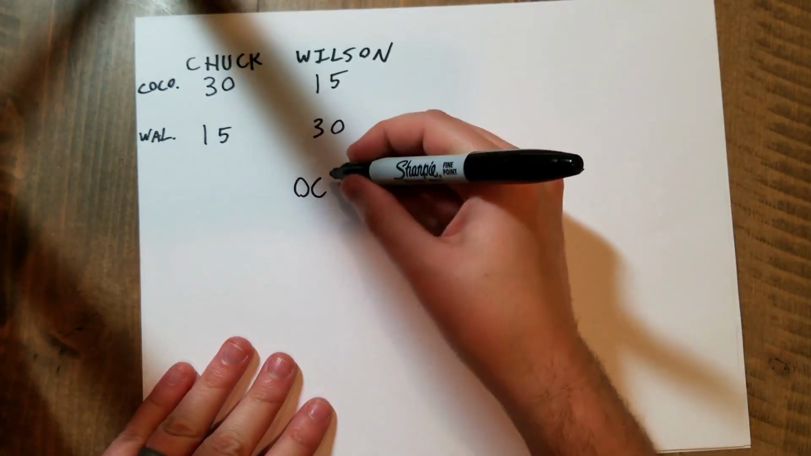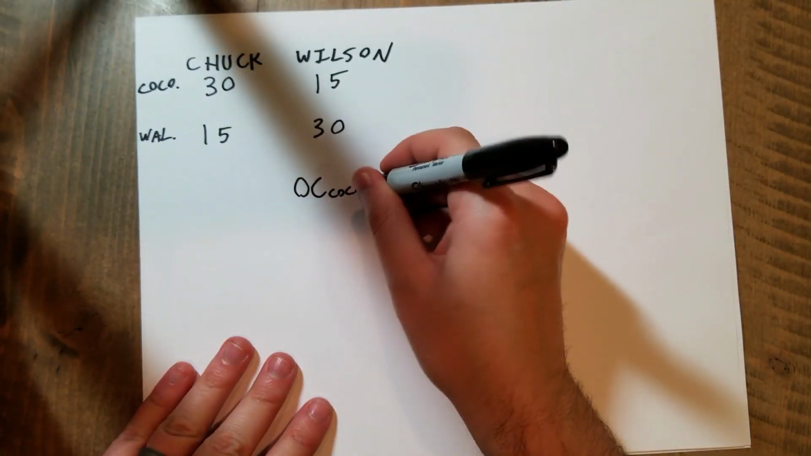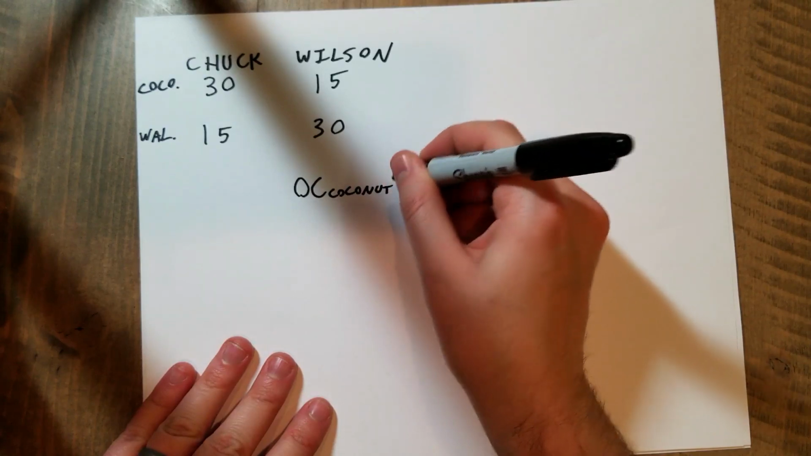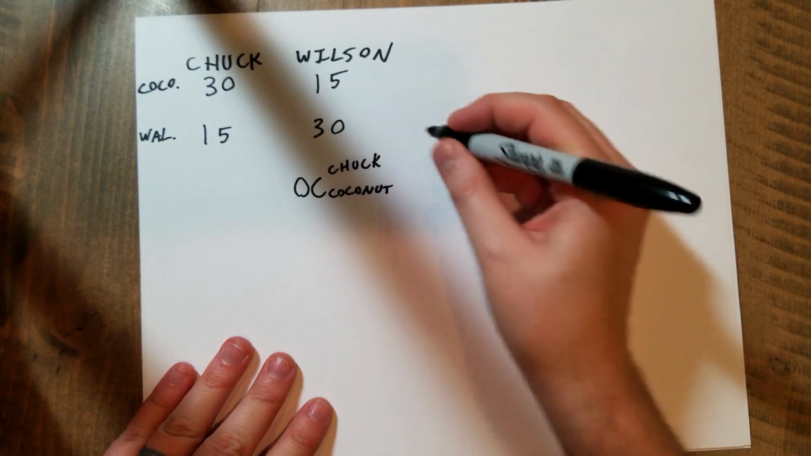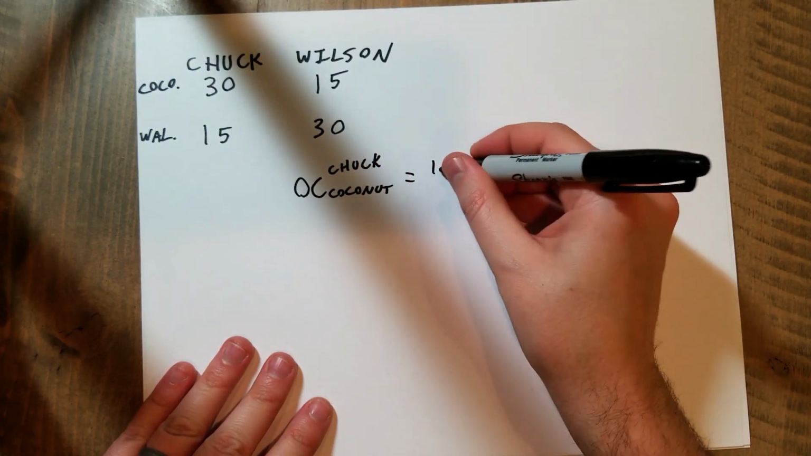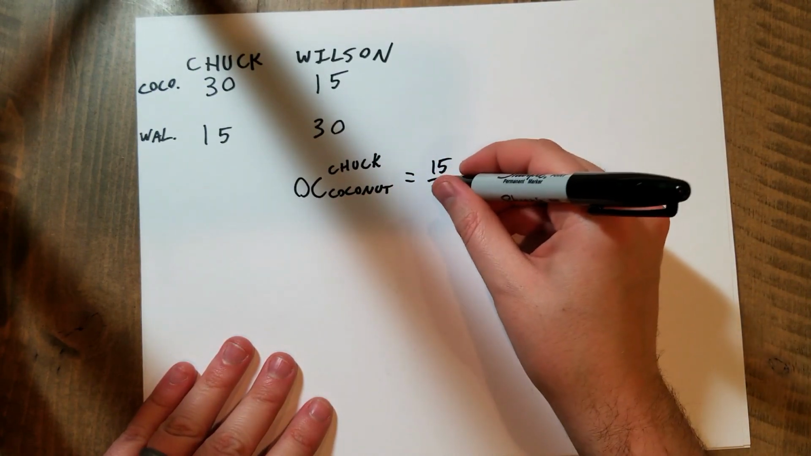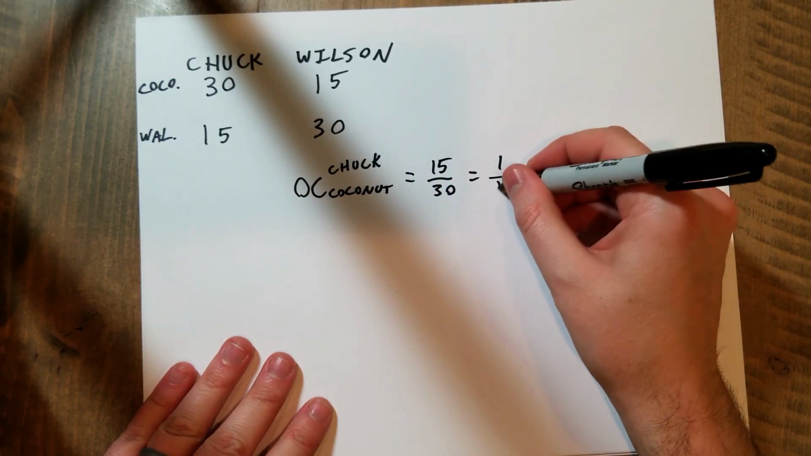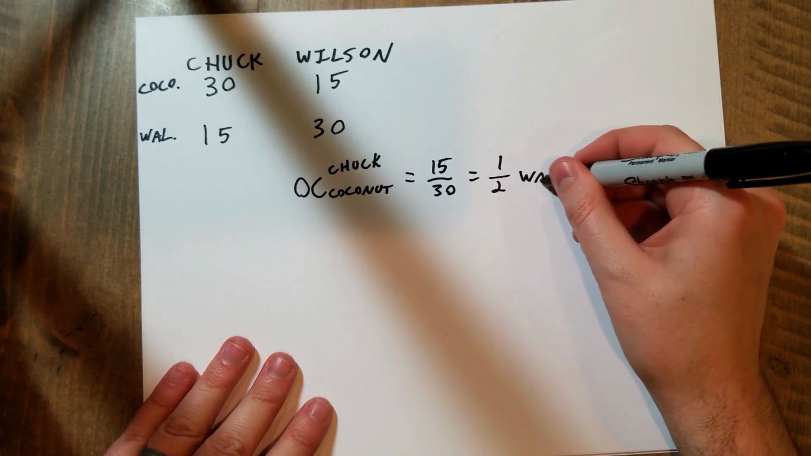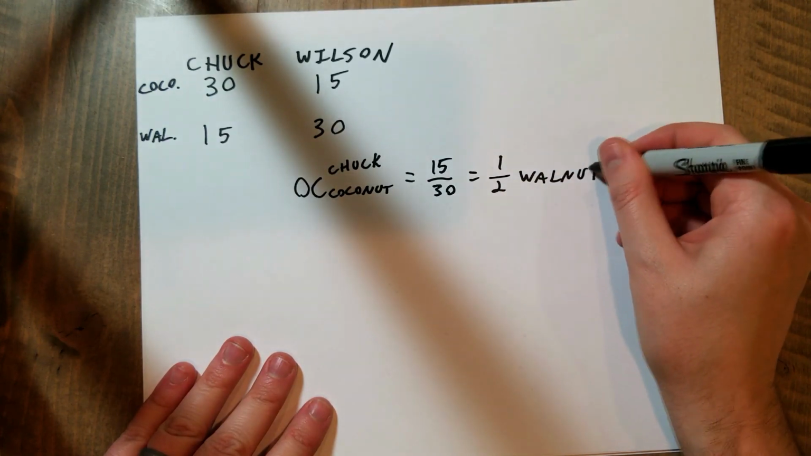So, another neat thing about this is going to come if we start thinking about the opportunity cost. We calculated the opportunity cost before. Let's do it again. So let's say the opportunity cost of collecting a coconut for Chuck. We're going to do the exact same way that we did before. If Chuck was collecting all walnuts, he would have 15 walnuts. If he switched to all coconuts, he would have 30 coconuts. And so his opportunity cost of collecting a coconut is 1/2 of a walnut.